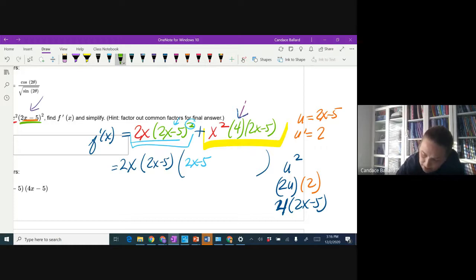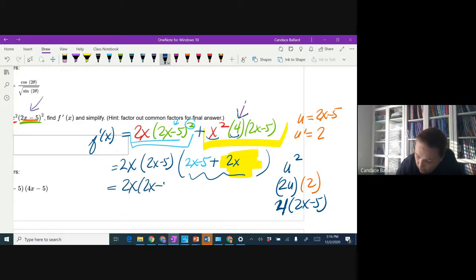If I look at what's left in the yellow, so I'm going to put the yellow back here, it's hard to write in the yellow. It's still plus. I would have an x left, I would have a 2 left, and that's it, right? So now I'm going to combine like terms in this back piece. So 2x times (2x minus 5), and then 2x plus 2x would be 4x minus 5.